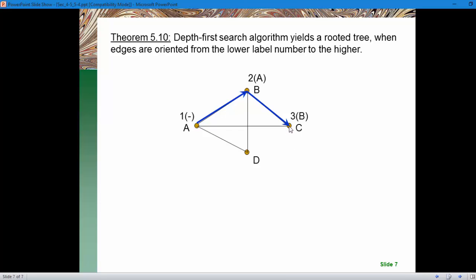Now from C, we can't go anywhere. So if you remember the rules of the depth first search algorithm, we go back. We backtrack one vertex and then we try to go from there. So we backtrack to B, and from B now we can go to D, and we label that as 4. And from D there's no other place to go, so we backtrack to B. There's no other place to go. We backtrack to A. There's no place to go, and that's the end of the algorithm. And that creates a rooted tree from the given graph.